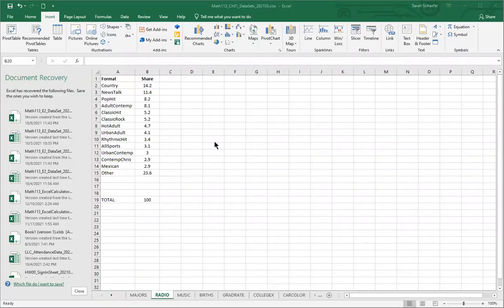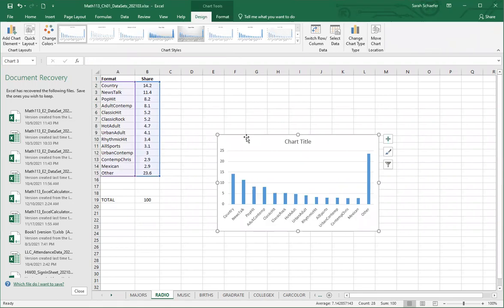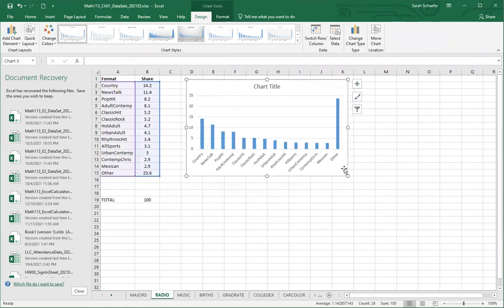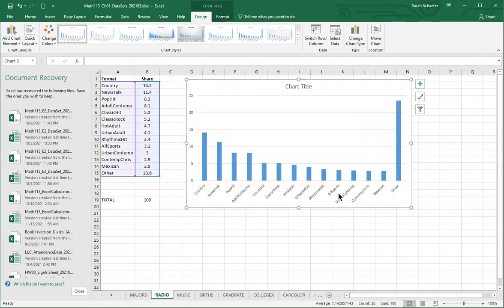And remember, for categorical variables, we need to highlight the categories and the numbers. And I'm going to include that other, but not the total. So I have everything highlighted. And I'll add that bar chart. So here we go. We have country, news, pop, all the way, including other.